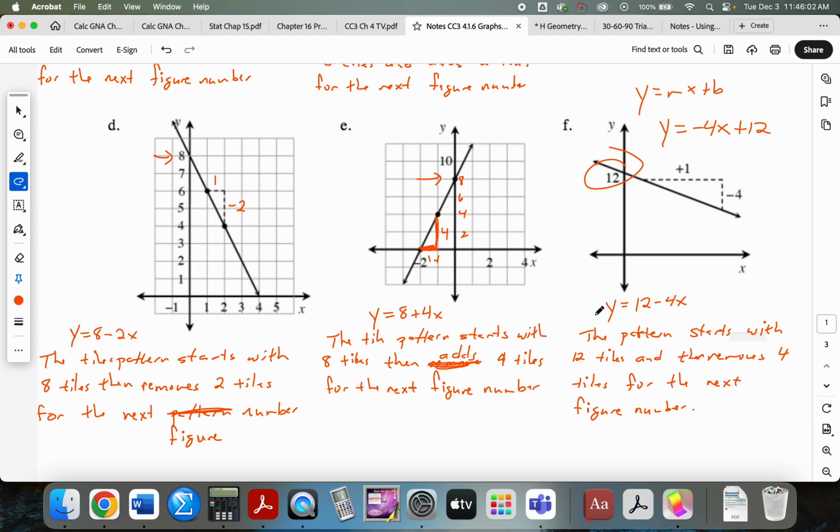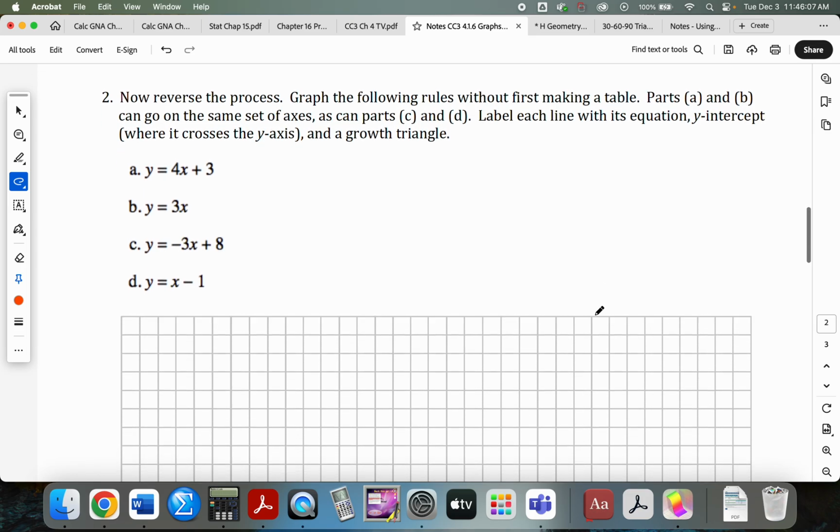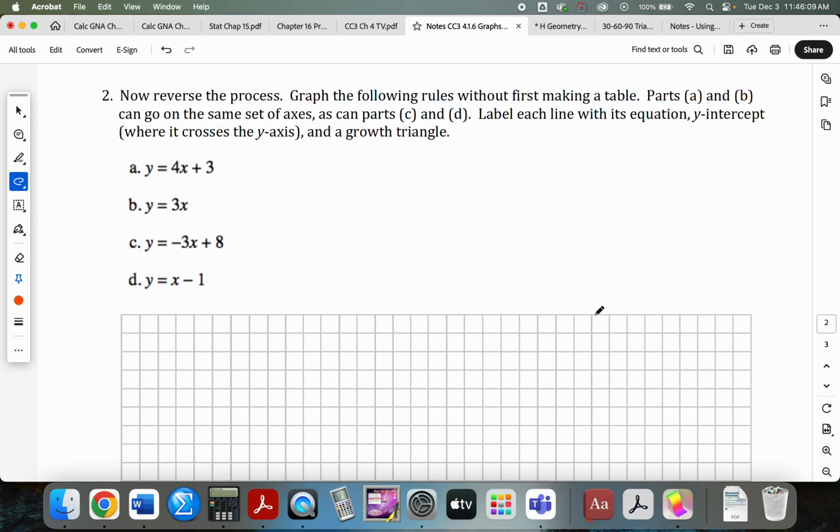Okay, questions about that? All right, so now we're going to reverse the process. We want to graph the following rules without first making a table. Johnny, this is what you and I were talking about off the homework today.